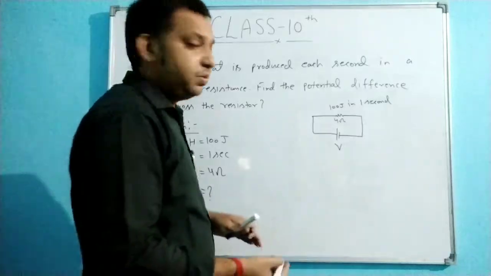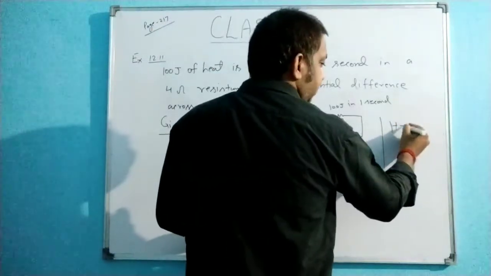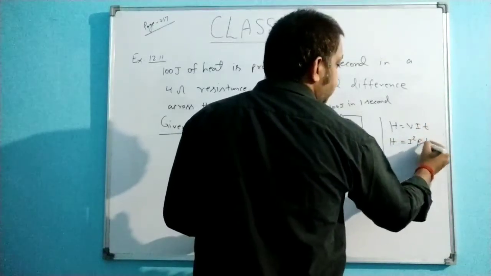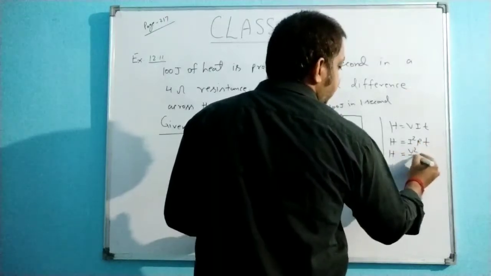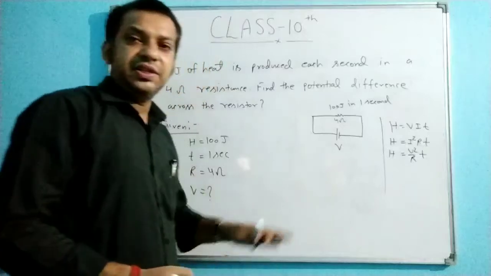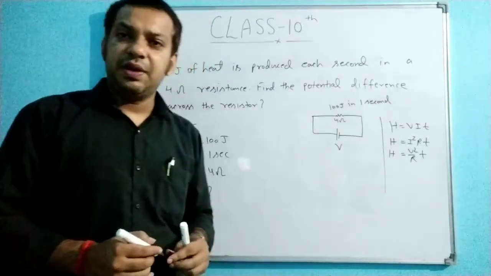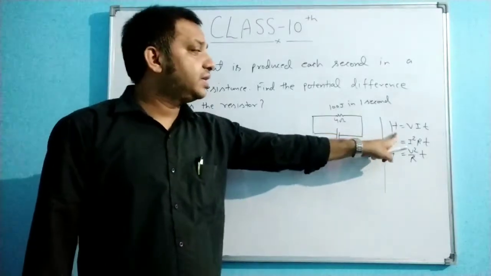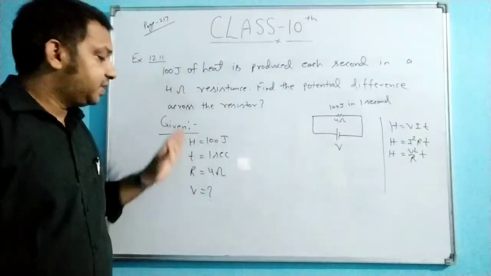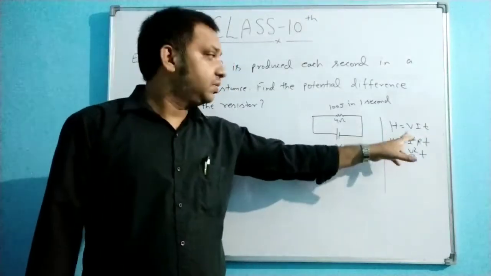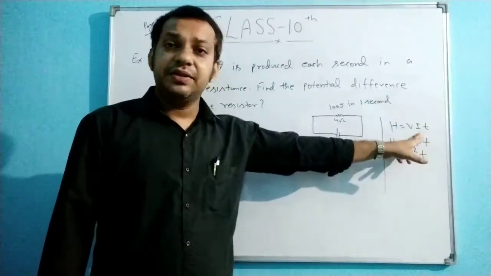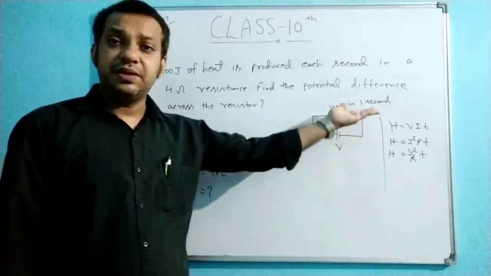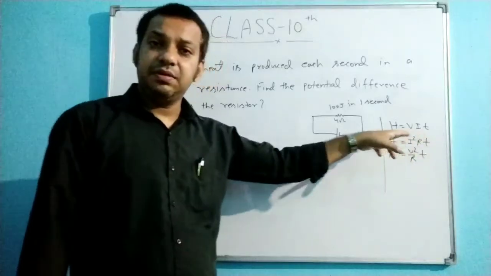So as you know, we have the formulas: H is equal to V into I into T, H is equal to I square into R into T, and H is equal to V square upon R into T. So these forms of the heat liberation we have discussed. If you see the first expression, H equals VIT, the value of H is known, but the value of V is unknown, and the value of I is also unknown. So in this expression, two variables are unknown.